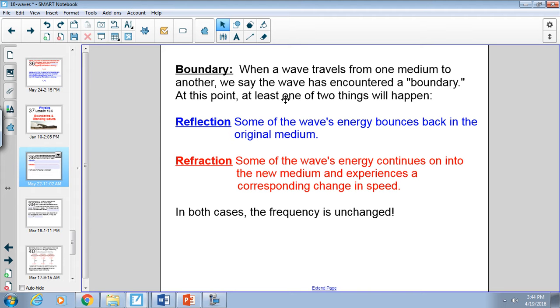Big thing here is that the speed will change now. Before the speed wasn't changing, now the speed is changing because we're changing mediums, and of course the speed of a wave is determined by the substance or material in which it's going through, and we call that a medium. But either way, the frequency is unchanged. So if it's one wave per 5 seconds, same idea.